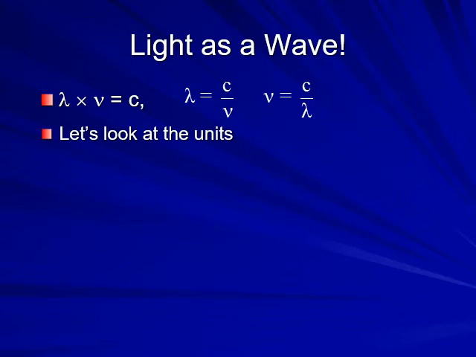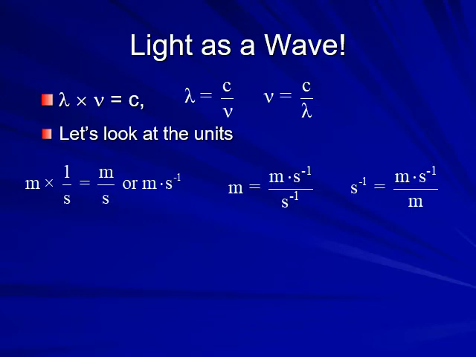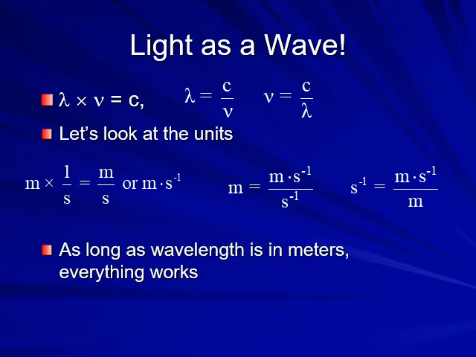Let's look at the units. Meters times 1 over seconds, that's the units of frequency, equals meters per second. You will also see that as s to the minus 1. That means we are dividing by seconds. Meters equals meters per second divided by 1 over seconds, and our units of frequency equal meters per second divided by meters. As long as the wavelength is in meters and our frequency in units of 1 over seconds, everything is going to work.